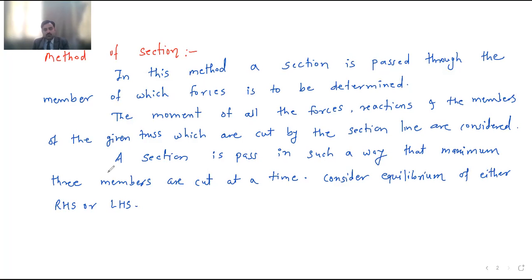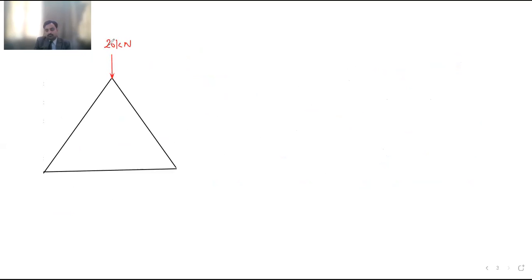Okay. So we will see one small example to understand the method of section. So now I will draw a simple triangle. Suppose now this is a very simple truss. It is like this. For our understanding, we are taking this name. Here, a load is acting. This load is of 20 kN. So this is point A. Here it is B. This is C.